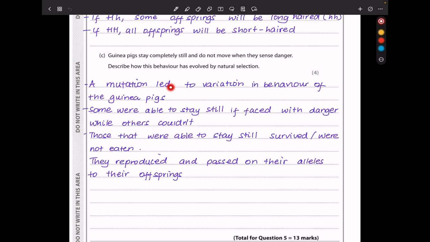So I said a mutation led to variation in behavior of the guinea pigs. Some were able to stay still if faced with danger, while others couldn't. Those that were able to stay still survived, meaning they were not eaten. They reproduced and passed on their alleles to their offsprings.